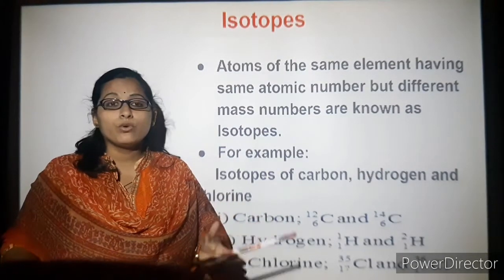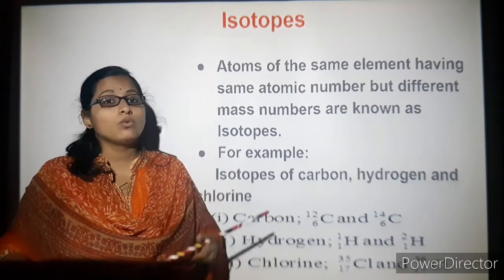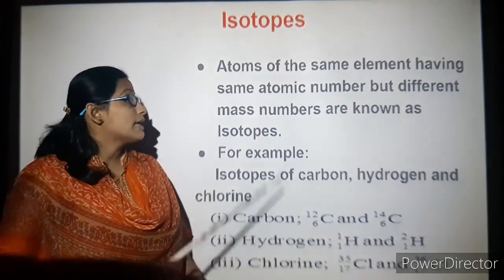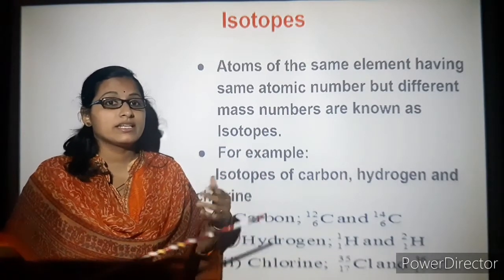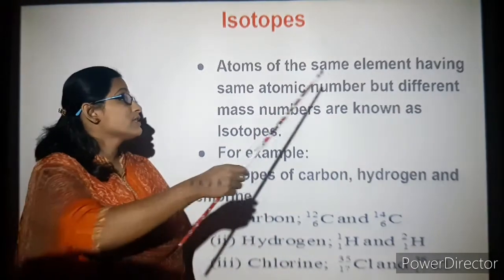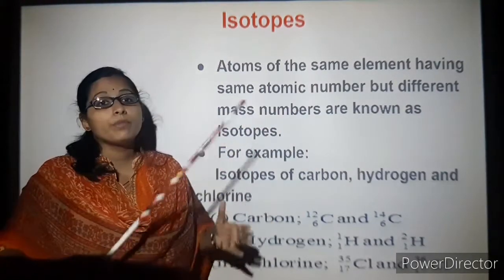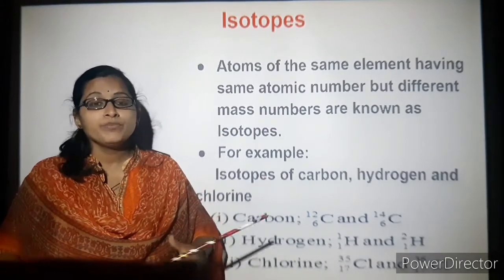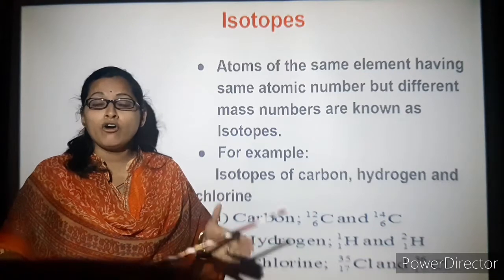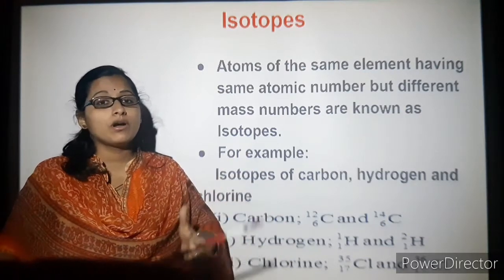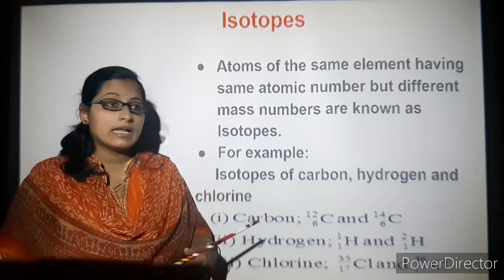So you have now learned about atomic number and mass number. Now we will understand what an isotope is. Atoms of the same element, take an example of oxygen, have the same atomic number but different mass number. You can see that the atomic number remains the same for the same element, but its mass number changes for some of the elements.